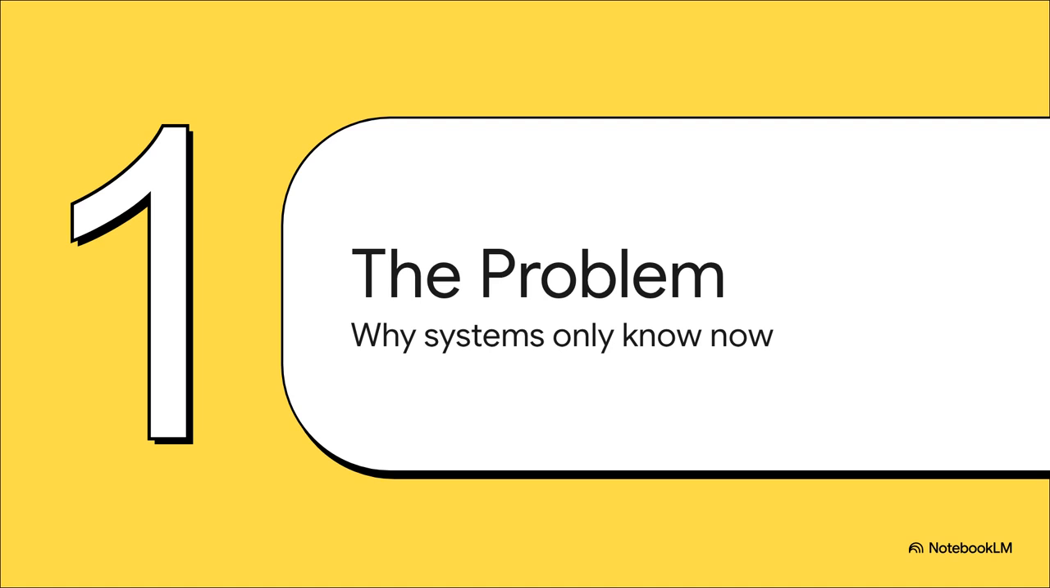So first up, let's talk about the data time machine problem. You know, why most systems out there can only tell you about what's happening right now. This is a huge challenge, but it's so common that most businesses have just kind of learned to live with it, accepting that their data pretty much has amnesia about the past.